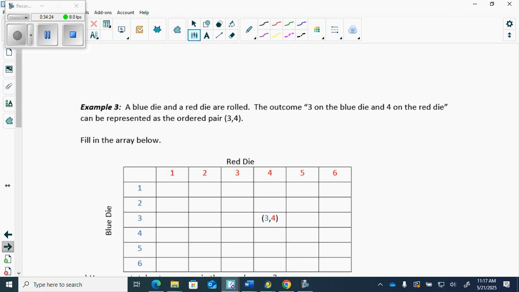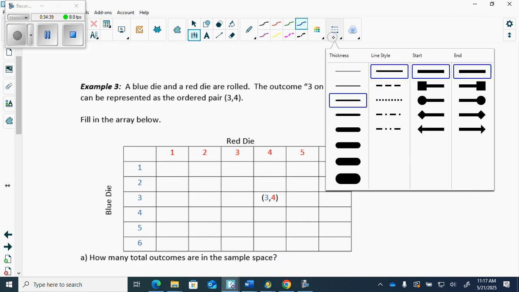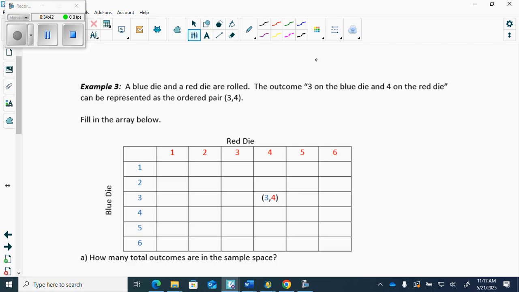So this one here has a blue die and a red die are rolled. The outcome 3 on the blue and 4 on the red die can be represented in the ordered pair 3, 4. So if you don't have different colors, no big deal. But the blue has to be stated first and the red has to be stated last. So I like doing an array whenever it's a 6 by 6 dice because then I can physically see what outcomes I have, rather than trying to remember what outcomes I have. So all the blue numbers are going to come first, so I'm going to do them first. 1, 2, 3, 4, 5, 6.